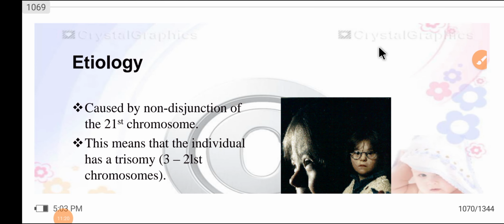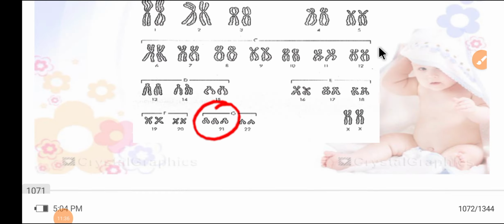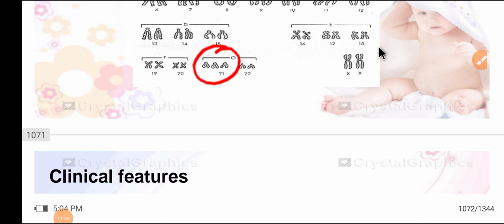Etiology: caused by non-disjunction of the 21st chromosome. This means that the individual has a trisomy, three copies of chromosome 21, Down syndrome. Okay, this you can see.